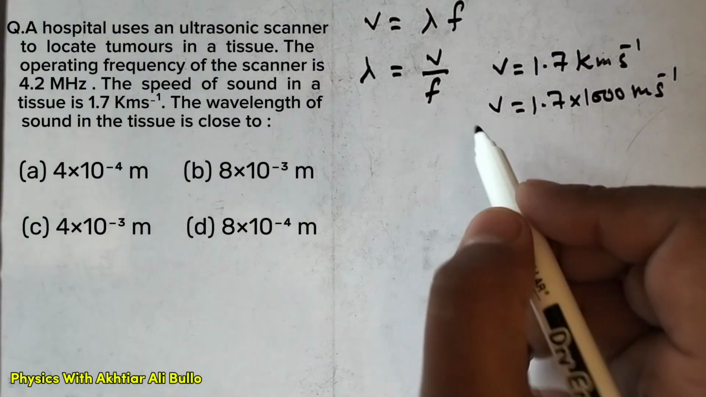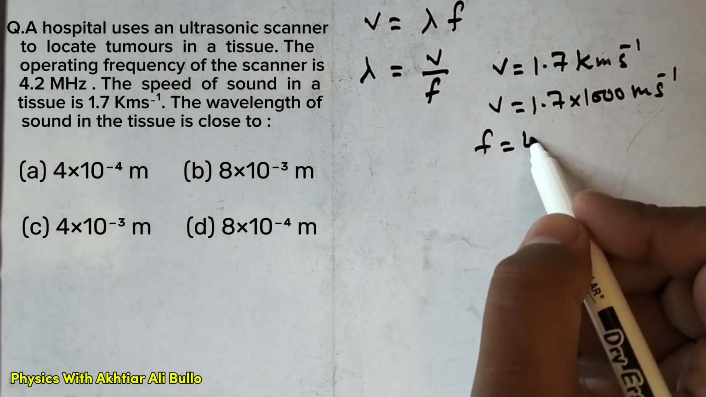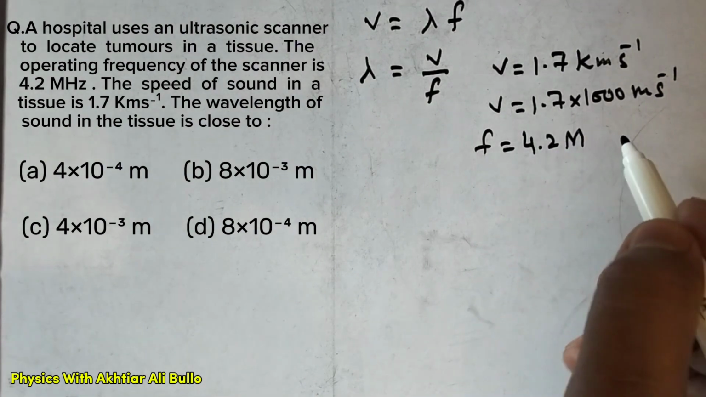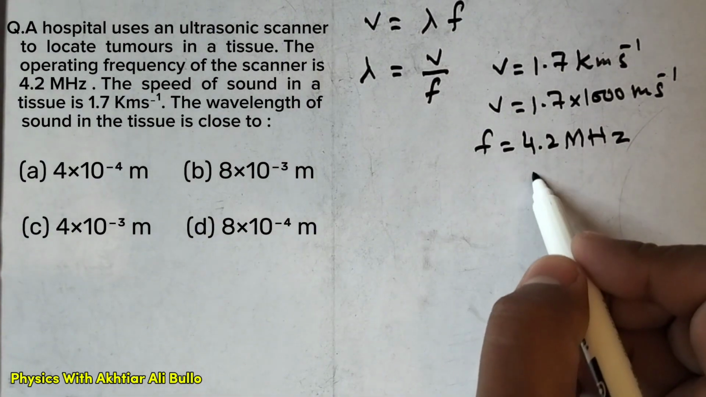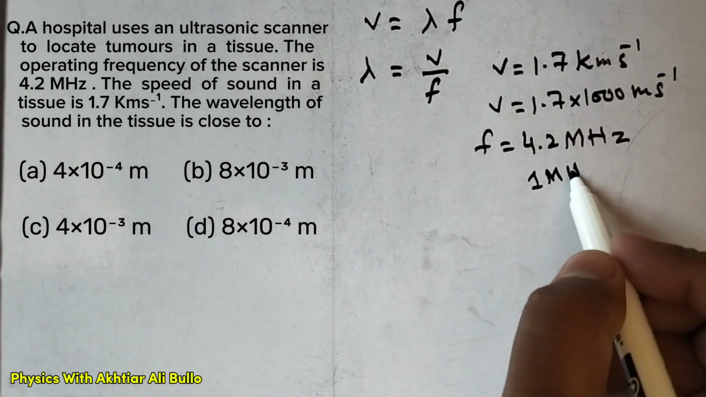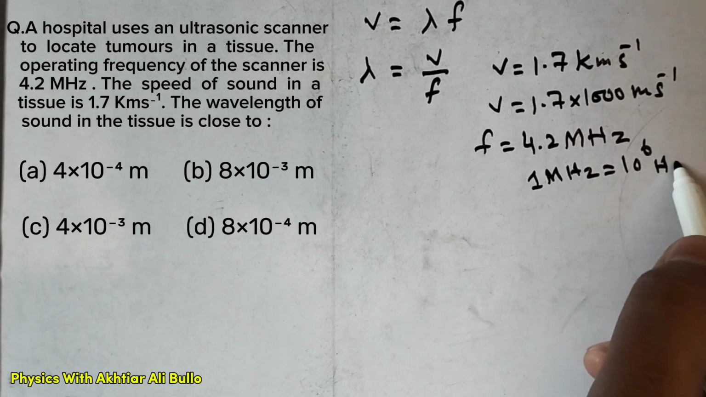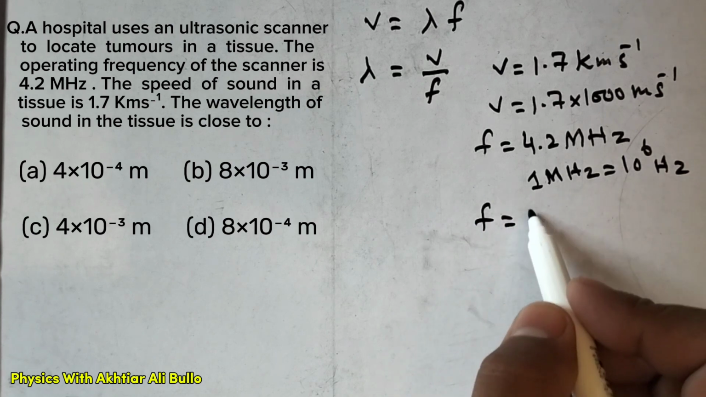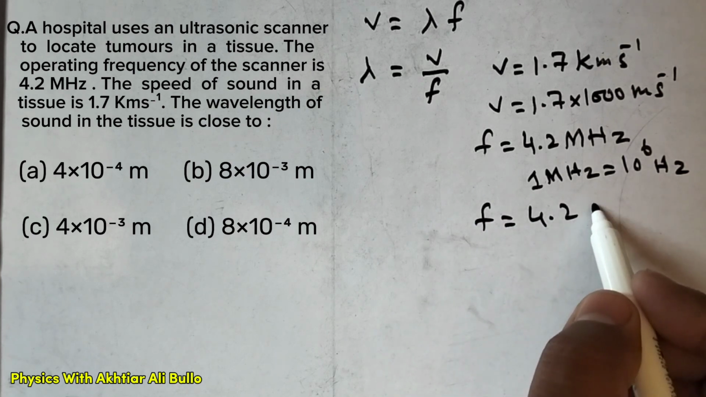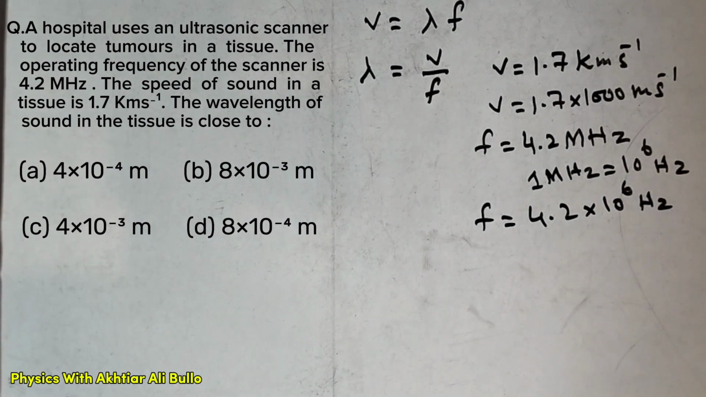And frequency F is given as 4.2 megahertz, and 1 megahertz is equal to 10 raised power 6 hertz. So frequency will be 4.2 into 10 raised power 6 hertz.